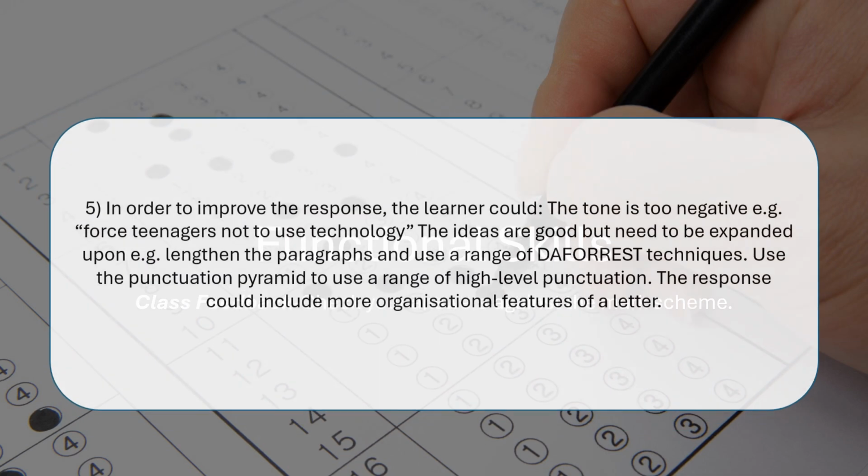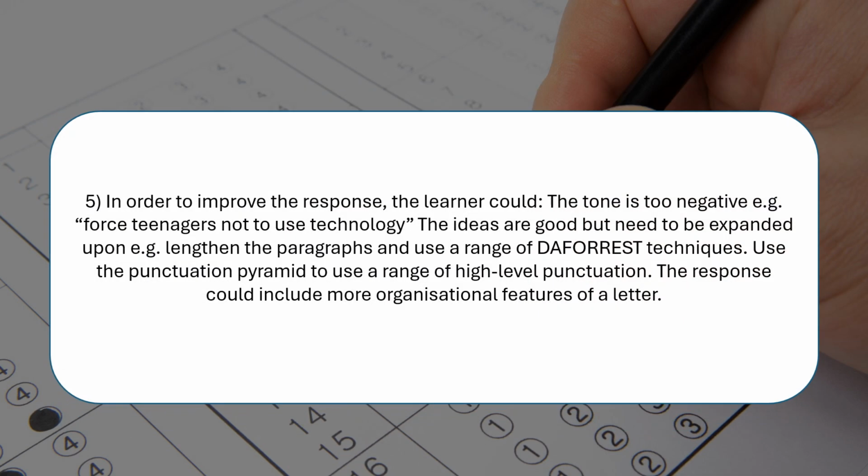Number 5. In order to improve the response, the learner could do many things. So the first thing you might have noticed is that the tone is too negative. So it's saying things like force teenagers not to use technology. It's just too aggressive. It's not going to get the right kind of tone when you're speaking to parents about their children. Next thing we could talk about is the ideas are good, but they need to be expanded upon.